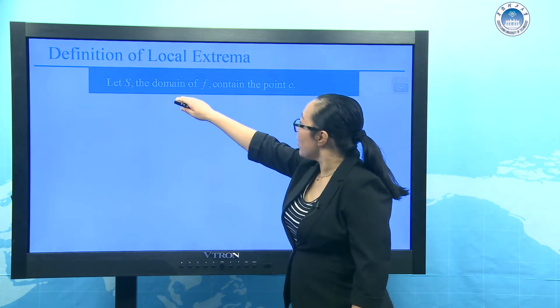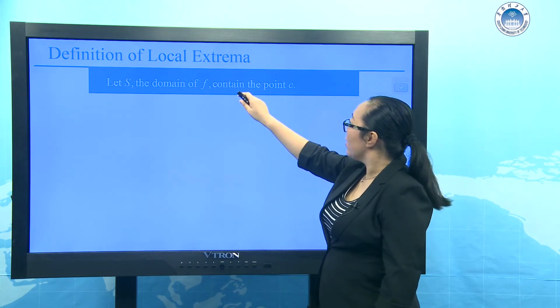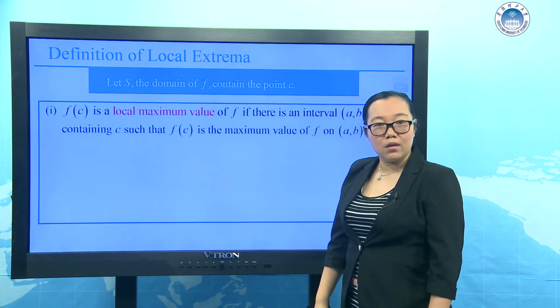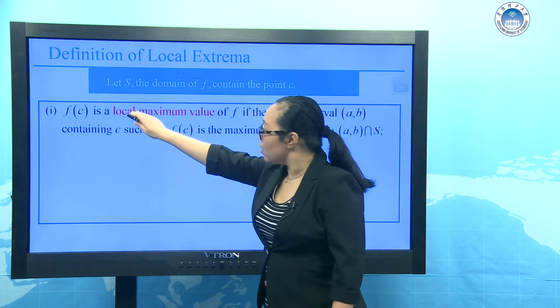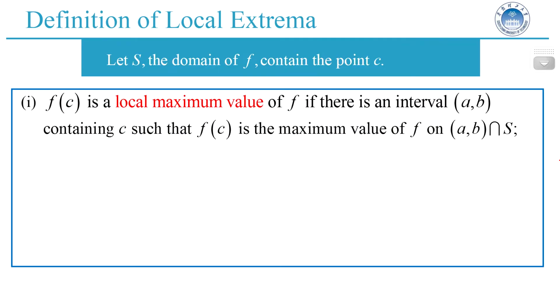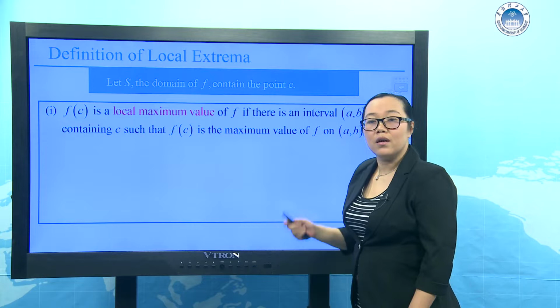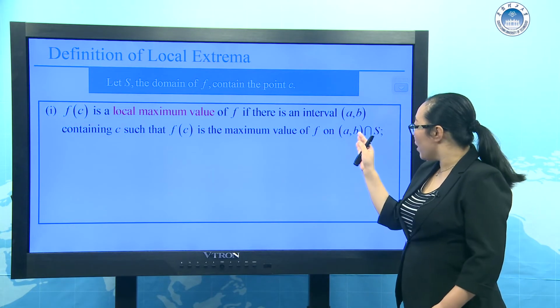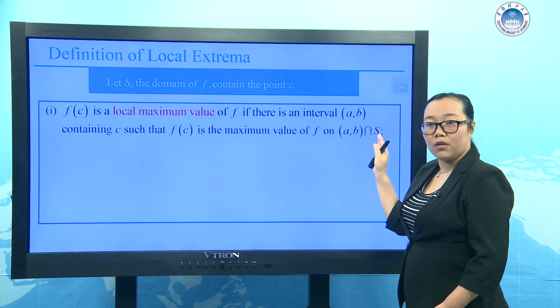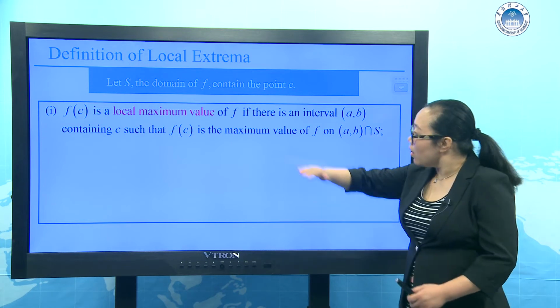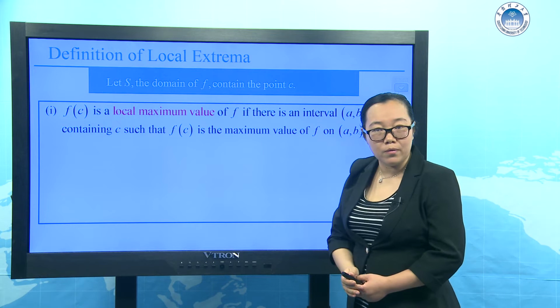Let S, the domain of function f, contain the point c. Case 1: f(c) is a local maximum value of f if there is an interval from a to b, our open interval, containing c such that f(c) is the maximum value of f on the intersection of the interval from a to b with the given domain S. This means local maximum value.